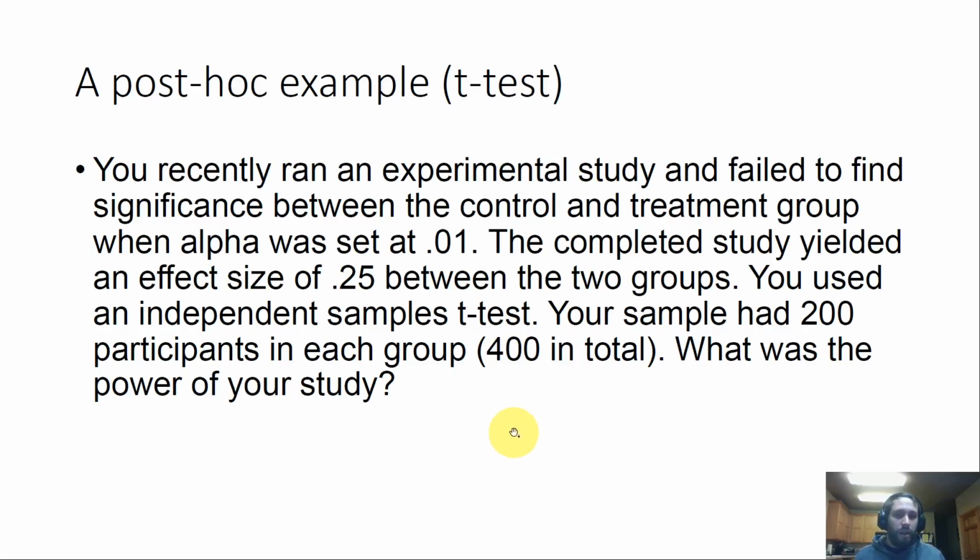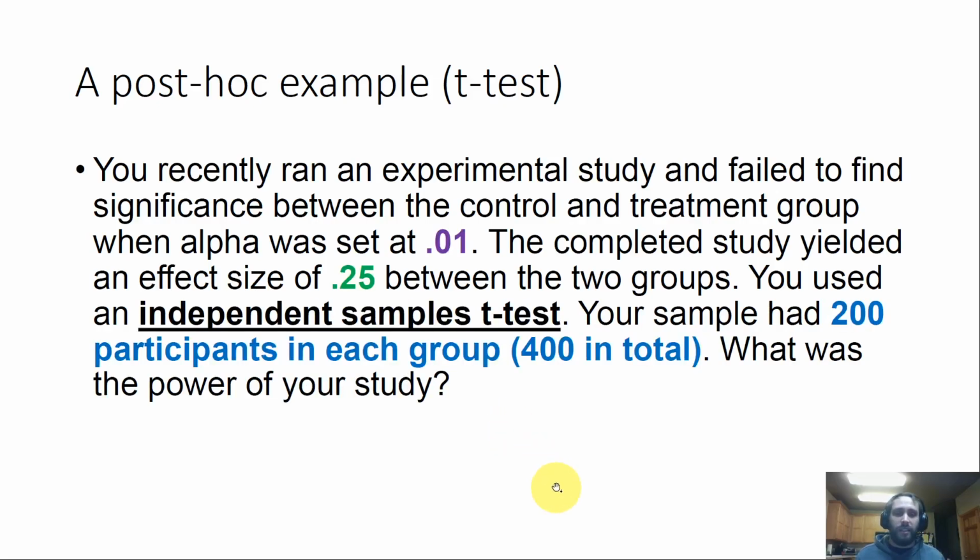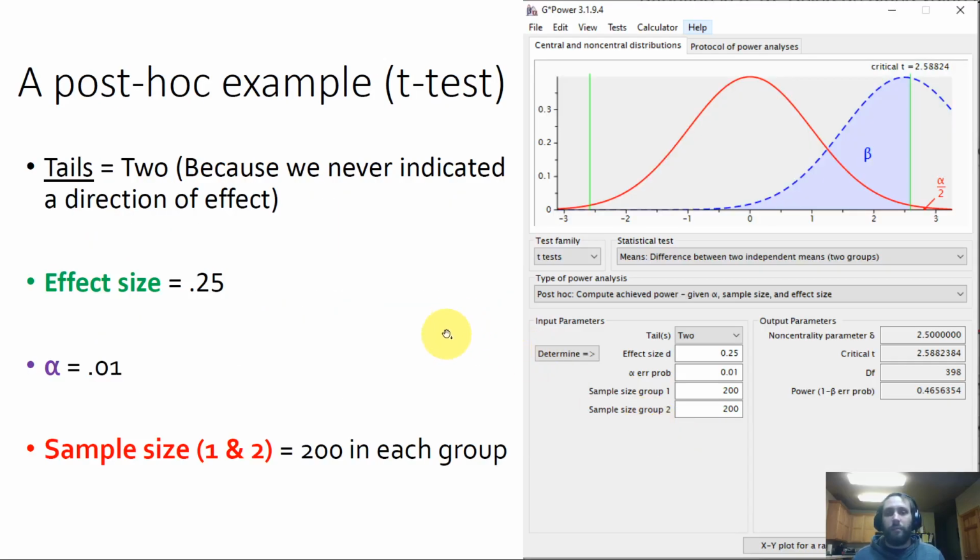So let's go ahead and we're going to highlight all the things that are important to us. So we have our alpha value set at 0.01. We have an effect size of 0.25. We're running an independent samples t-test. And we have 200 participants in each group for a total of 400. And we're going to try and determine what the power of our study was. So we go ahead and input our parameters.